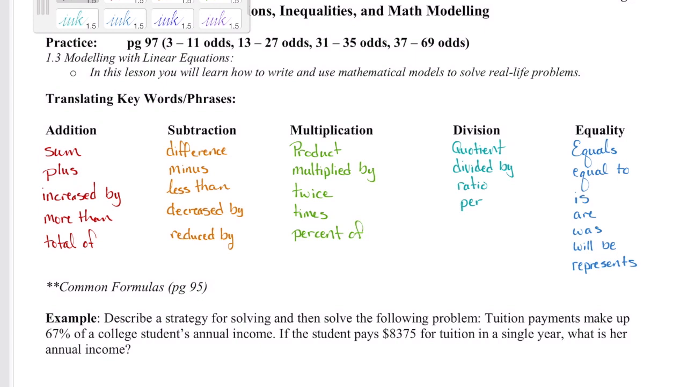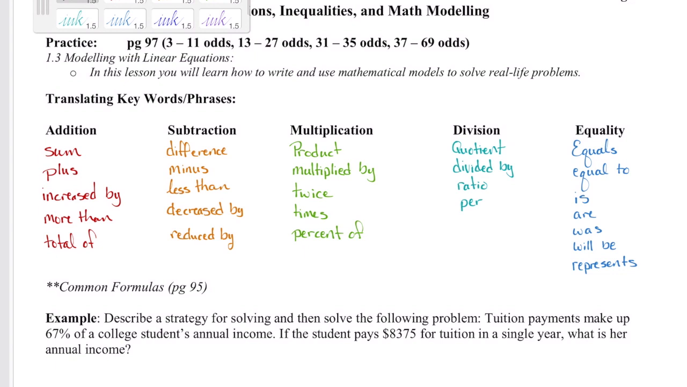Modeling with linear equations. Whenever we're doing this, these are all word problems. When we're doing word problems, here are some of the key phrases that we use for each of the different functions that we do in math: addition, subtraction, multiplication, division, and equality. So if we're saying something is equal to something else.